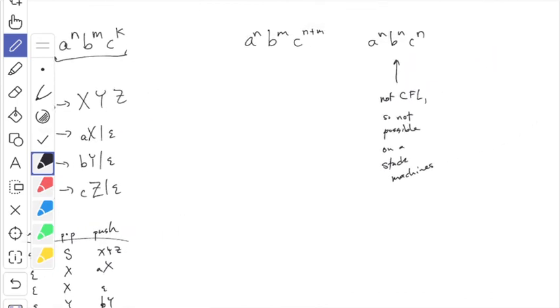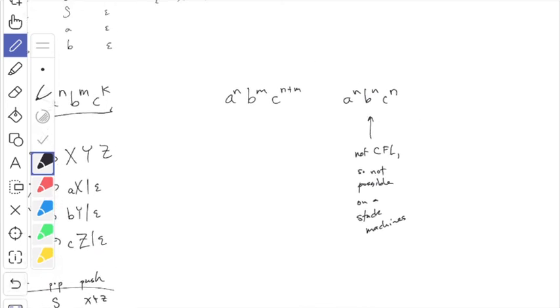And how about the next one? A to the n, b to the m, c to the n plus m. Anyone think of a grammar for that? Here's a hint. I would think of this as this.